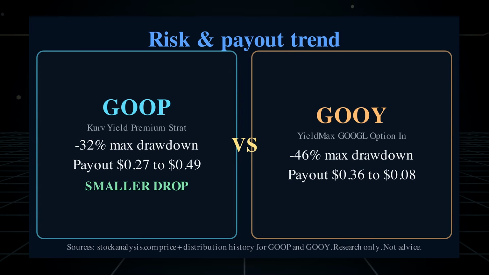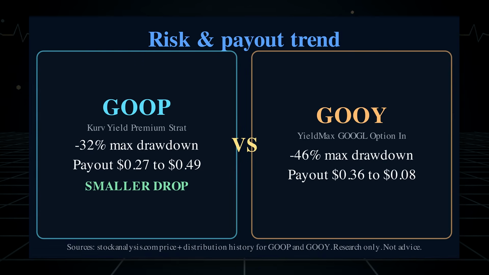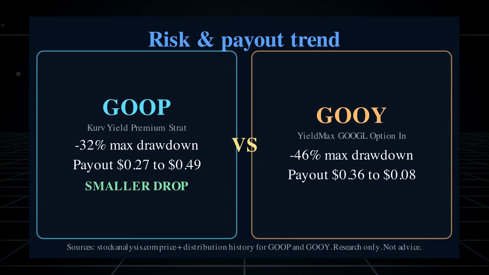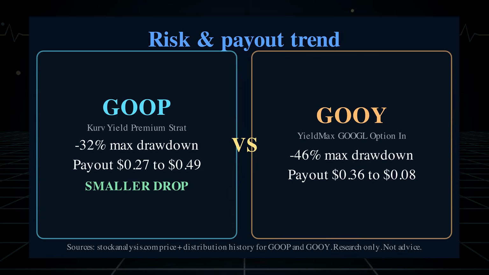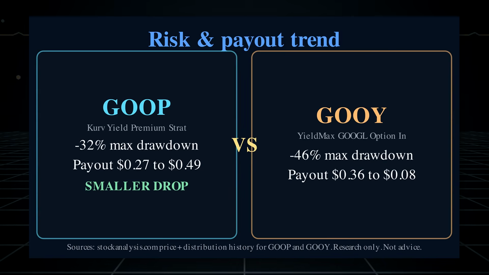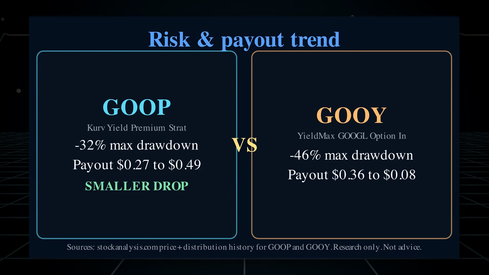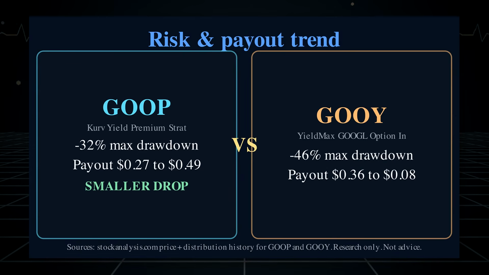Now inspect the distribution trends with the arithmetic facing the right direction. GOOP's first 4 distribution average was 27 cents per share. Its latest 4 average was 49 cents. The latest average equals 178% of the early average. The payout rose, and it rose substantially. That is a healthy signal in the supplied record, especially because it arrived alongside a higher NAV rather than a shrinking capital base.